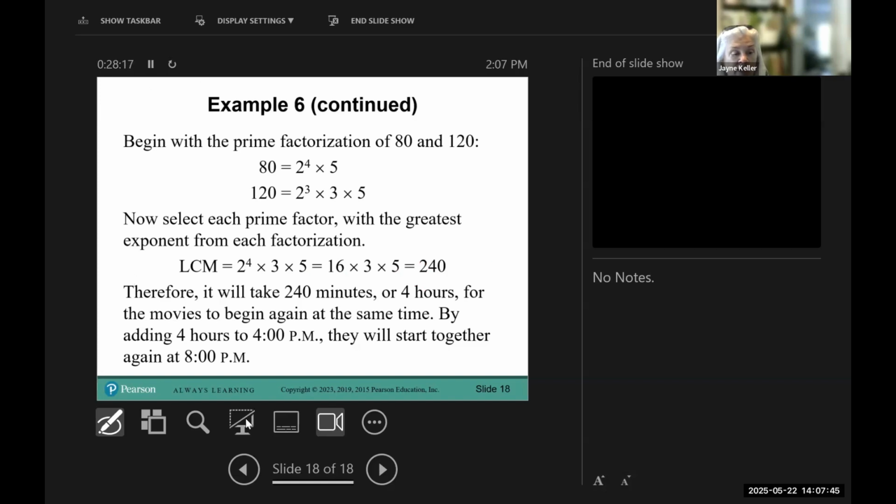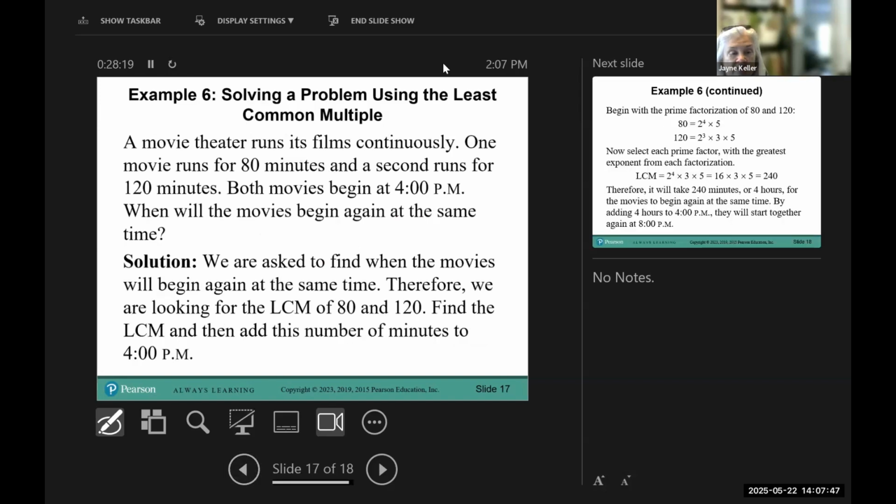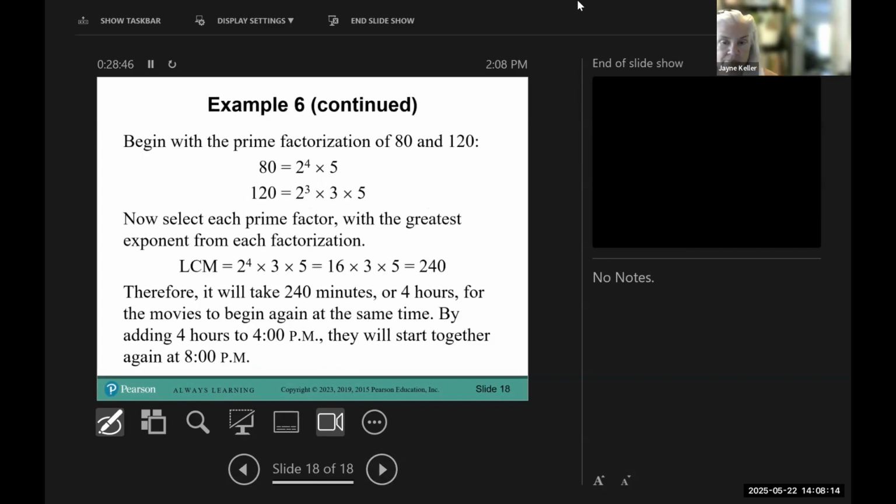Back to my problem, that means that after 240 minutes, the movies will start again at the same time. So now I have to think about 240 minutes. If there's 60 minutes in an hour, 240 divided by 60 gives me 4 hours. So after 4 hours have passed, the movies will begin again. 4 hours after 4 p.m. would be 8 p.m. And there's the answer to my question. That's the highlights of what we're looking at in this section.